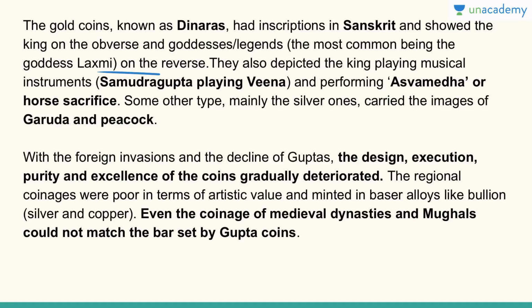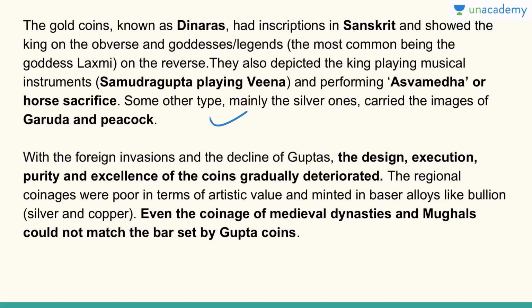They also depicted the king playing musical instruments, like Samudragupta playing the veena, and performing the Ashwamedh Yagya or horse sacrifice. So what is horse sacrifice? Ashwamedh Yagya basically means that the most powerful king of the region used to let his horse, along with guards, roam freely, and wherever they went, nobody used to stop them, because if they stopped them, they would have to go to war. Some other types, mainly the silver ones, carried the images of Garuda and the peacock.